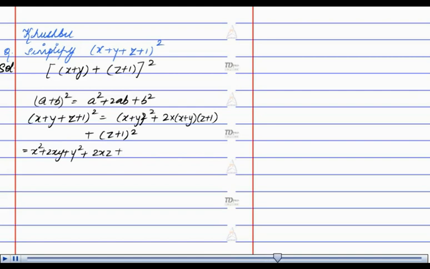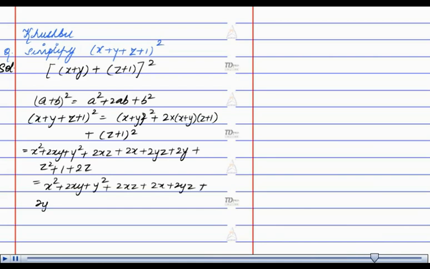2xz plus 2x plus 2yz plus 2y plus z square plus 1 plus 2z, which finally gives x square plus 2xy plus y square plus 2xz plus 2x plus 2yz plus 2y plus z square plus 2z plus 1. This is the required solution.